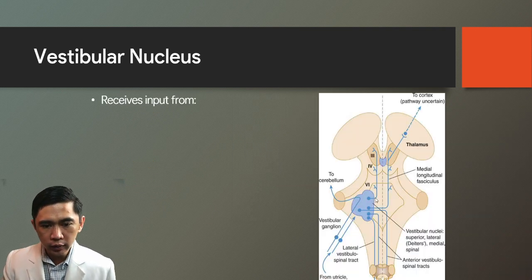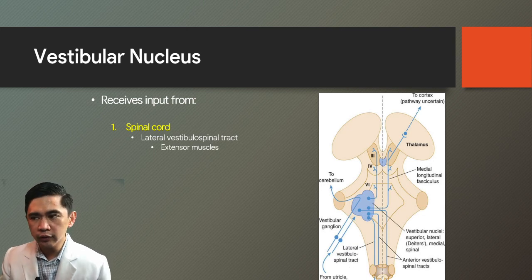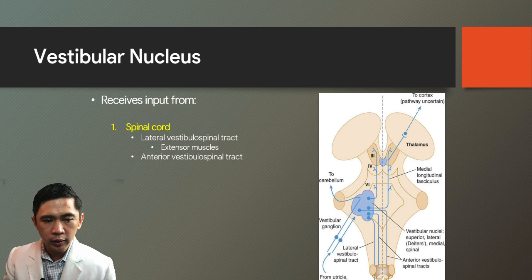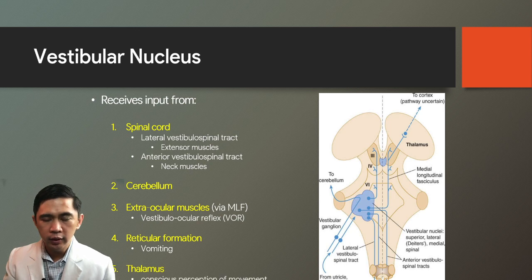So the vestibular nuclei will receive input from the spinal cord, from the lateral vestibulospinal tract, which will receive input from the extensor muscles, and the anterior vestibulospinal tract, which will receive input from the neck muscles. It will also receive input from the cerebellum and the extraocular muscles via the medial longitudinal fasciculus, and this will facilitate the vestibulo-ocular reflex or the doll's eye reflex.